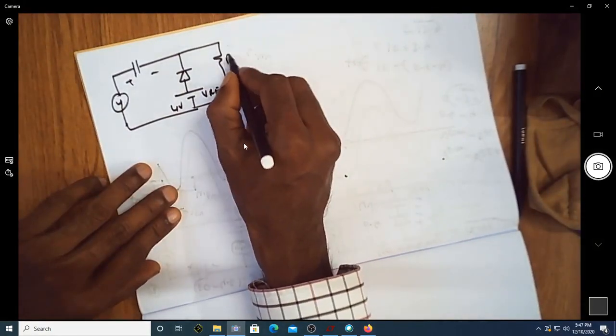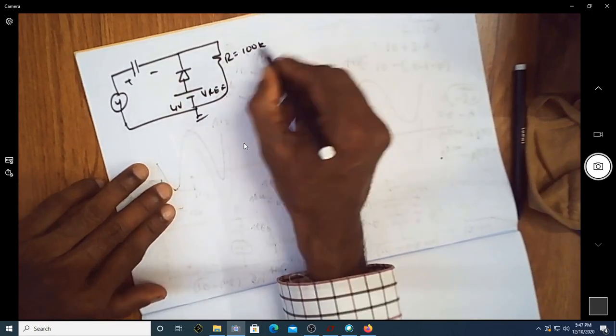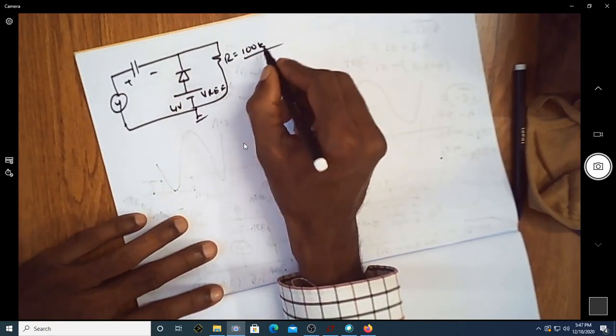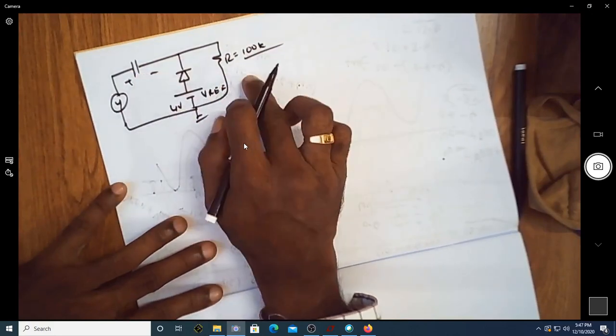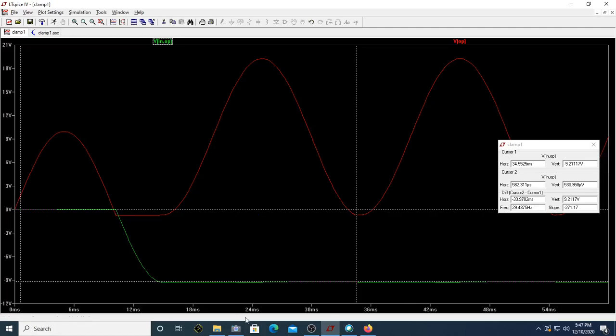This will result in, let us take R equal to 100k. Why are we taking very large values? If you take a lesser value, the capacitor voltage which was discharging will discharge too much. So let me just go back to this and then say it here.